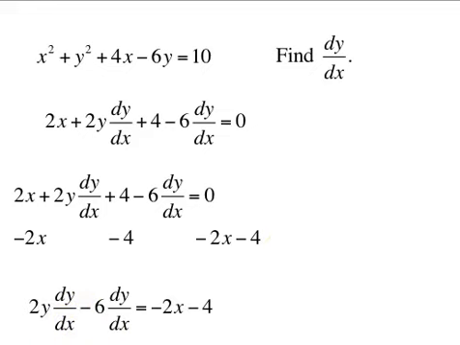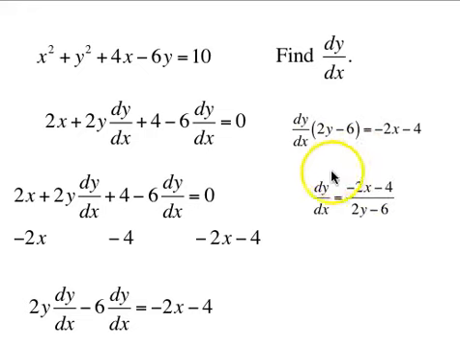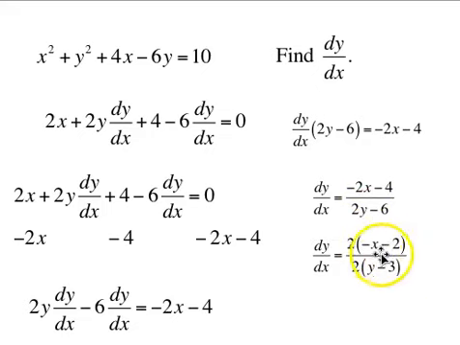Factoring out the dy dx from the left side, I get dy dx times 2y minus 6 equals negative 2x minus 4. Divide both sides by the 2y minus 6, and we have dy dx is negative 2x minus 4 over 2y minus 6. And this can be reduced. I'll factor a 2 out of the numerator, factor a 2 out of the denominator. So in the numerator I have 2 times negative x minus 2, in the denominator 2 times y minus 3. Those two divide out, and we get dy dx is negative x minus 2 over y minus 3.